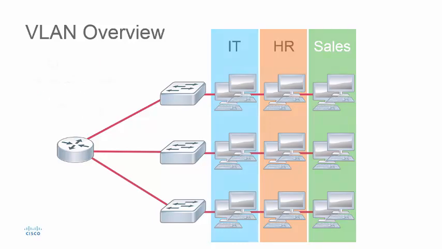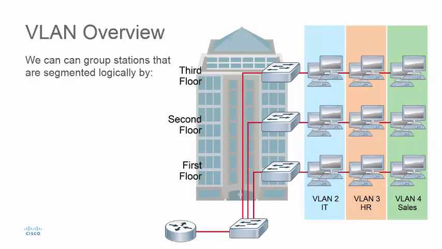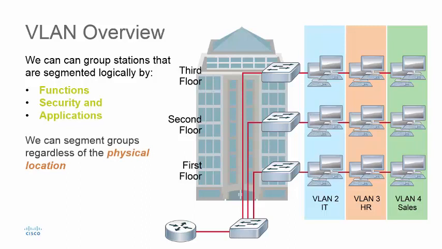Now let's take a look at an example here. We have people from different departments in all 3 floors of a building. You can group stations that are segmented logically by functions, project teams, and applications. And it doesn't matter which floor they're on. You could partition people from different departments to a logical LAN or VLAN. In this example, all employees in the HR department will be in VLAN 3, and all employees in the sales department will be in VLAN 4.